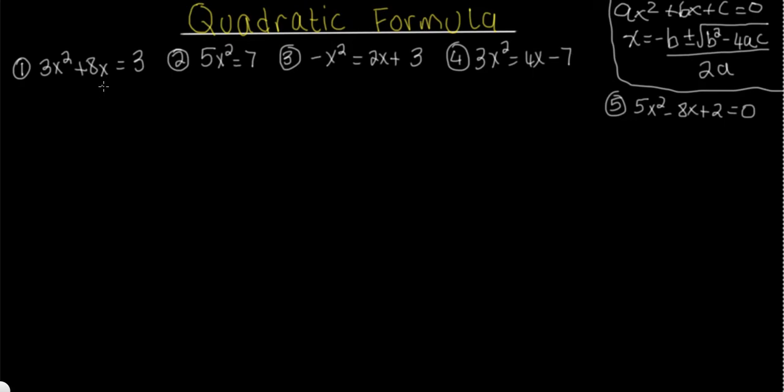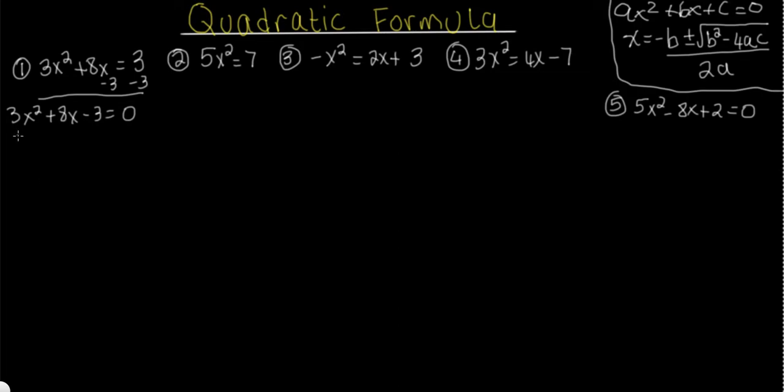So for number 1, the 3 is on this side. It needs to go to the other side so that the equation equals 0. So you will begin by subtracting 3 on both sides. So now I have 3x squared plus 8x minus 3 equals 0.